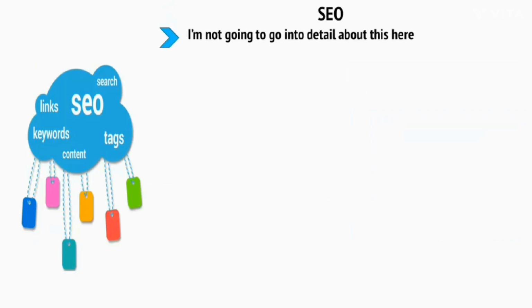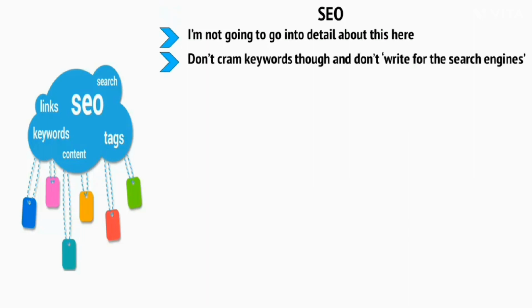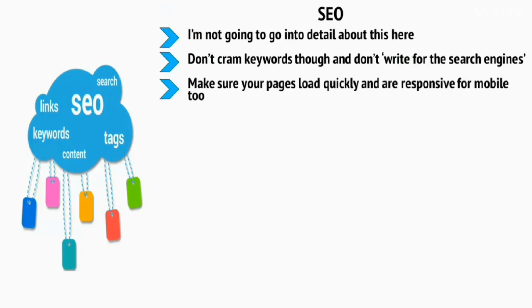SEO. I'm not going to go into detail about this here. This is not a training on SEO. But suffice to say that if you want your site to do well, then a little search engine optimization certainly doesn't hurt. Spend some time learning the basics of SEO, and make sure that your on-page content is up to scratch. Don't cram keywords though, and don't write for the search engines. Write for your audience. And just make sure that you are naturally using related language and ideally the occasional synonym or keyword. It doesn't hurt to do some basic research about what kinds of things people are searching for in the niche either. Make sure your pages load quickly and are responsive for mobile too. The plugins and theme section of this training should have helped with that.